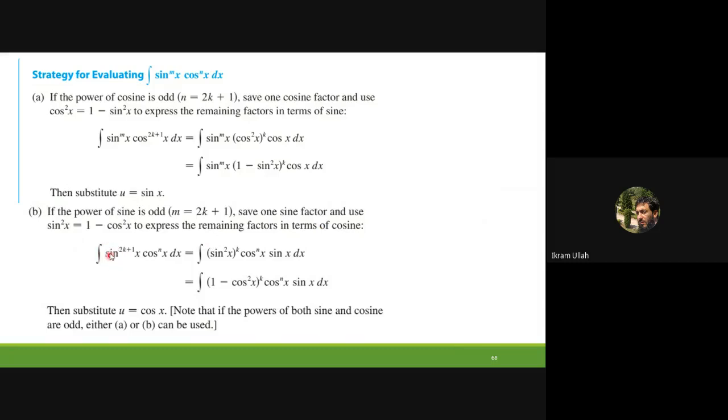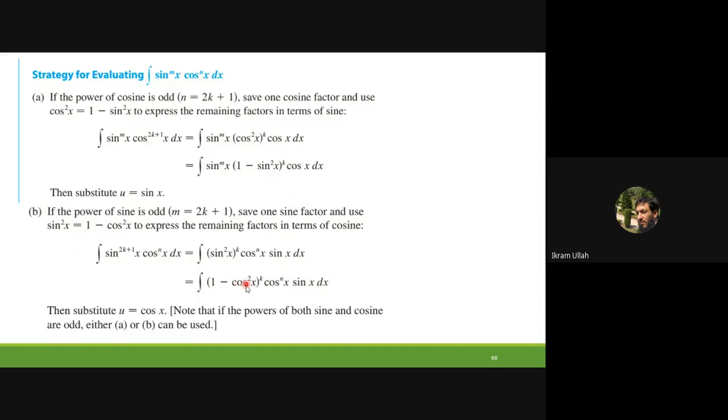So we can write sine x to the power 2k plus 1 cos n of x dx, and this is equal to sine square x whole power k, we can write because it's multiplied with this power. So cos x power n and sine of x dx. So this is equal to, because sine square x is equal to 1 minus cos square x and whole power is k, cos n of x and sine of x dx.